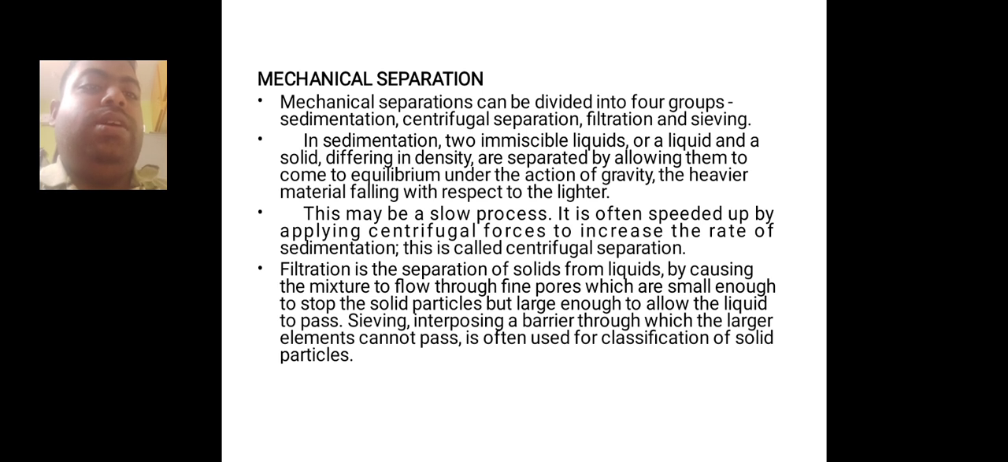Mechanical separation. Mechanical separations can be divided into four groups: sedimentation, centrifugal separation, filtration, and sieving. In sedimentation, two immiscible liquids or a liquid and a solid differing in density are separated by allowing them to come to equilibrium under the action of gravity, the heavier material falling with respect to the lighter. This may be a slow process. It's often speeded up by applying centrifugal force to increase the rate of sedimentation. This is called centrifugal separation.